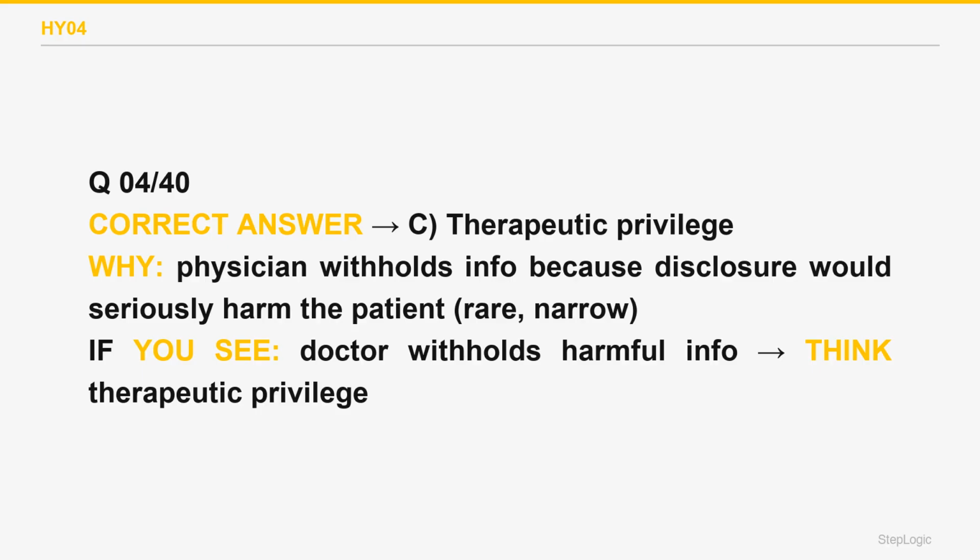A waiver is when the patient voluntarily chooses not to be informed, the reverse of the physician withholding information. Choice A wrong. The emergency exception covers acting without consent when a patient cannot decide, not the selective withholding of information from a patient who otherwise can. Choice E wrong. A physician withholding harmful information is therapeutic privilege.